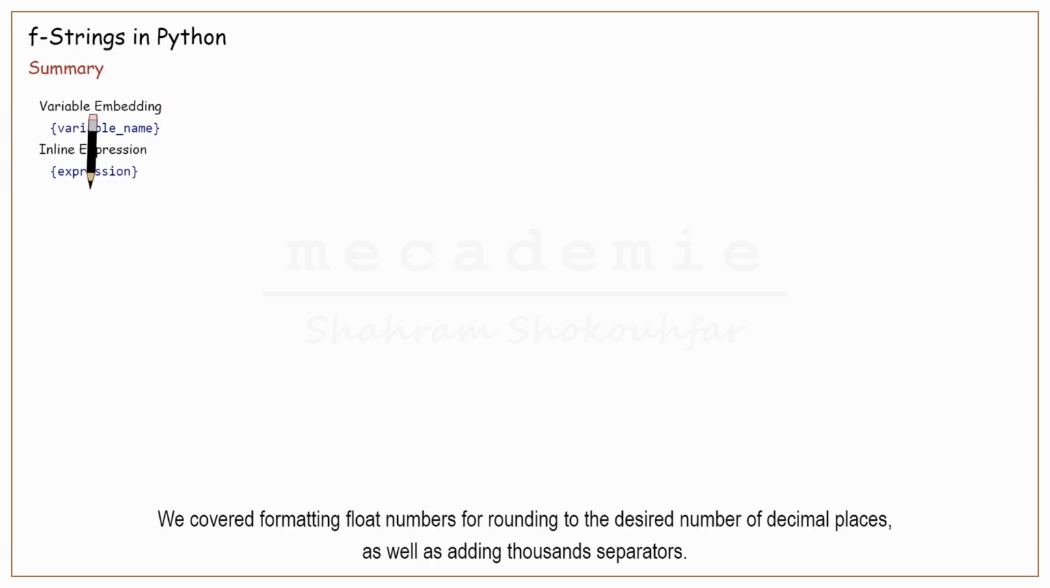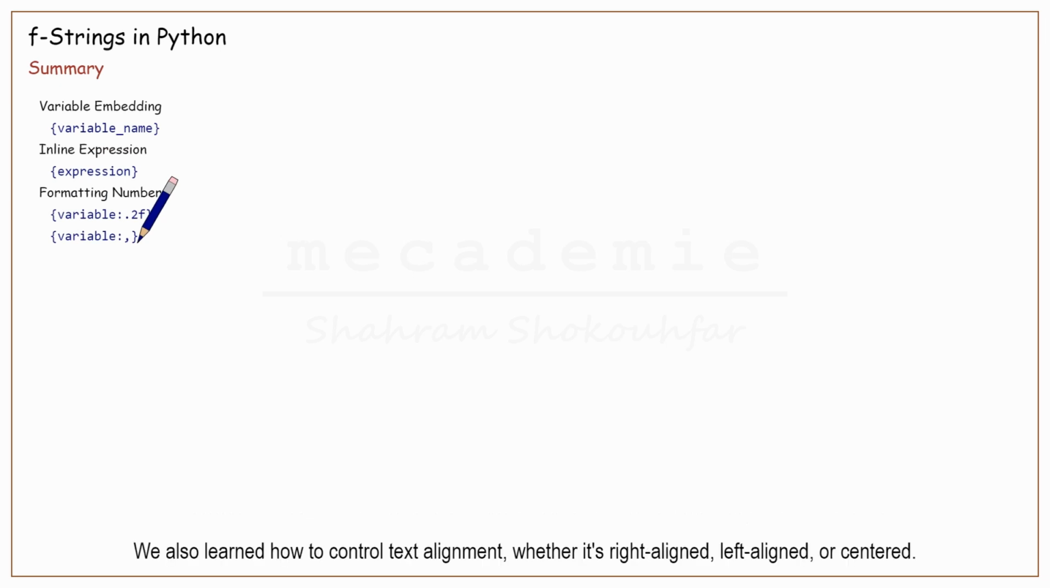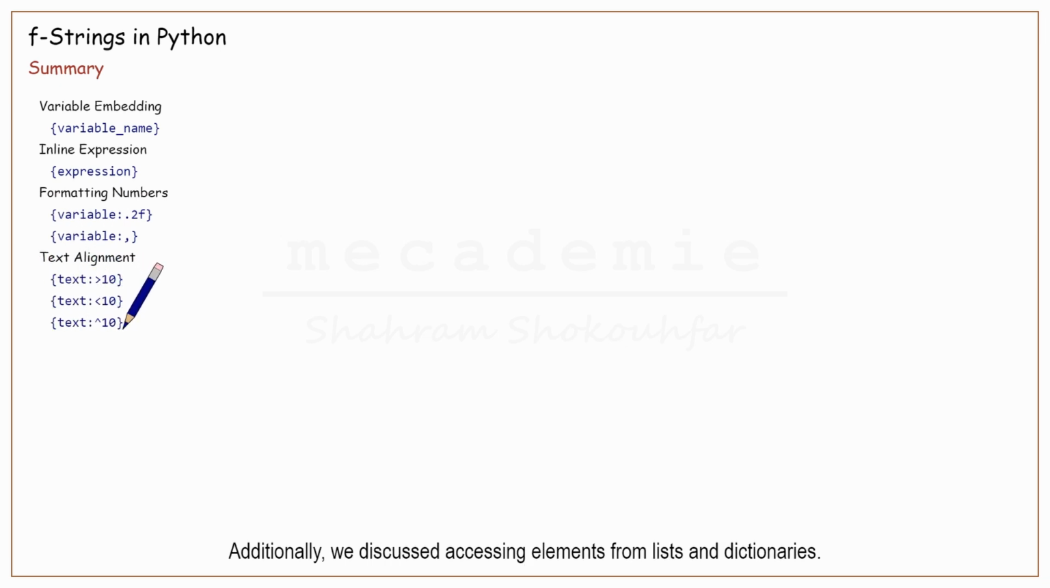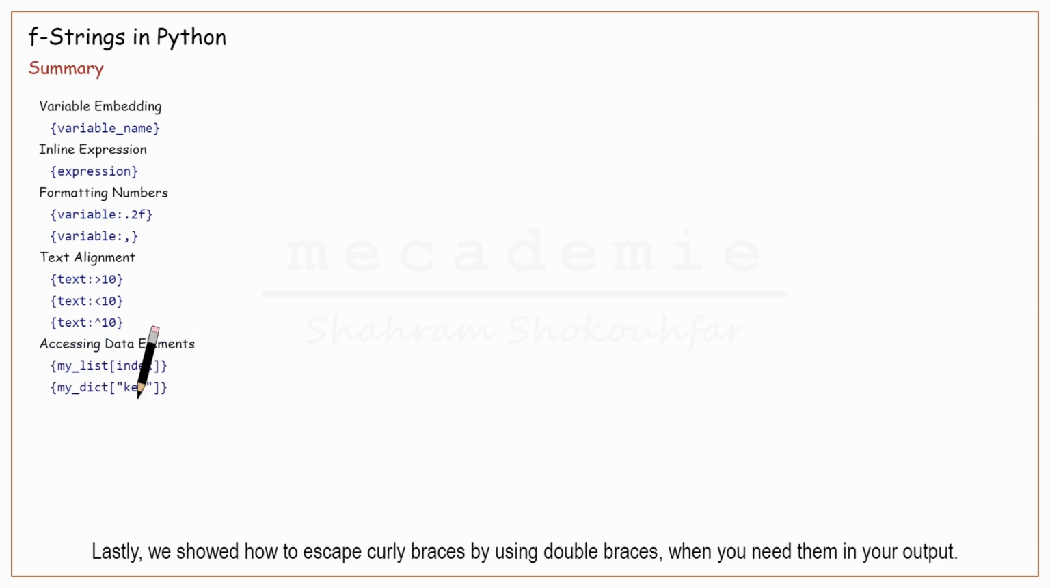We covered formatting float numbers for rounding to the desired number of decimal places, as well as adding thousands separators. We also learned how to control text alignment, whether it's right-aligned, left-aligned, or centered. Additionally, we discussed accessing elements from lists and dictionaries. Lastly, we showed how to escape curly braces by using double braces when you need them in your output.